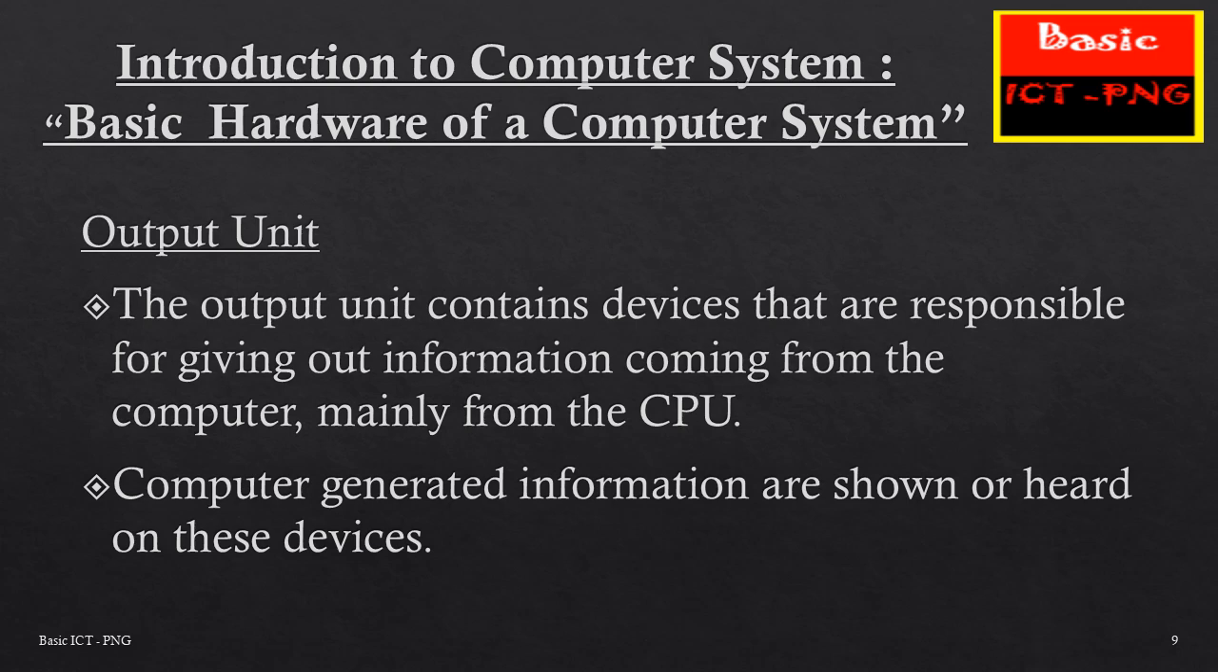Next, let's look at the output unit. The output unit contains devices that are responsible for giving out information coming from the computer, mainly from the CPU, meaning the computer generated information are shown or heard on these devices. So after processing, they have to be displayed or heard, and that is made possible by the output.